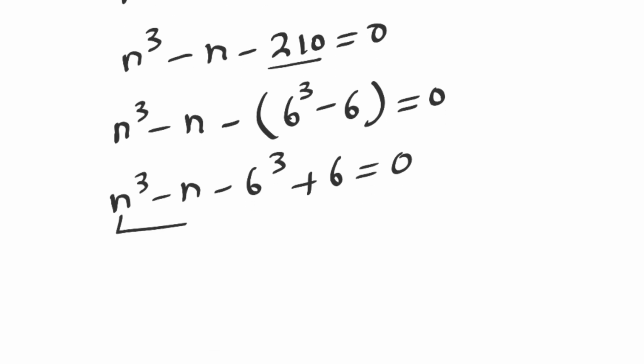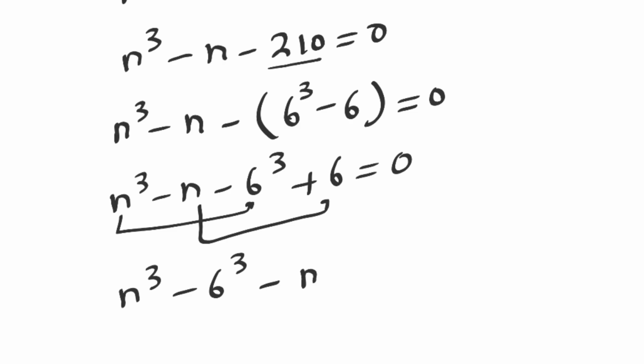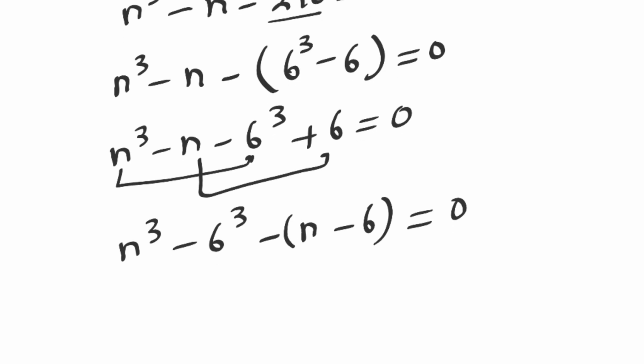Let's pair this with this and this with this. This is n raised to power 3 minus 6 raised to power 3, minus, here it will be n minus 6 in bracket, is equal to 0. If you open the bracket with this negative, we have negative multiplied by n, you are going to get this negative n back, and then negative multiplied by negative 6, you are going to get this plus 6 back.